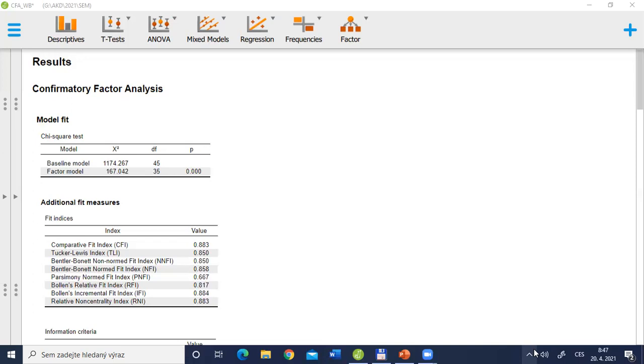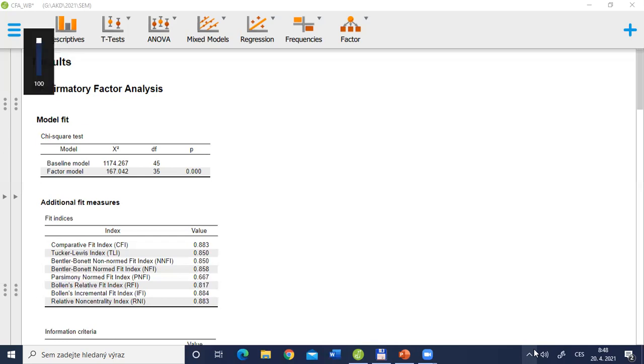Once again, what are the hypotheses behind this test? The null hypothesis says that my model fits my data, or in other words, that the correlation matrix from my model and the correlation matrix from my data are close to each other. The alternative hypothesis says that my model doesn't fit my data, or that the correlation matrix generated by my model is not the same as the correlation matrix in my data. So what would be a conclusion from this chi-square test here?